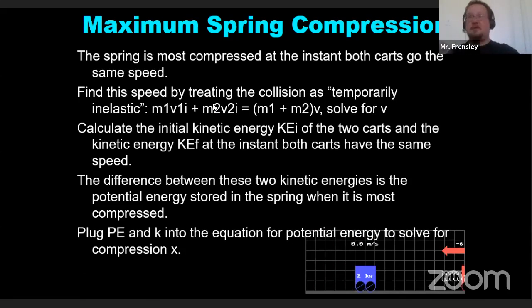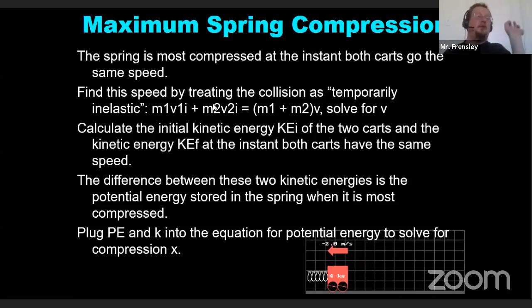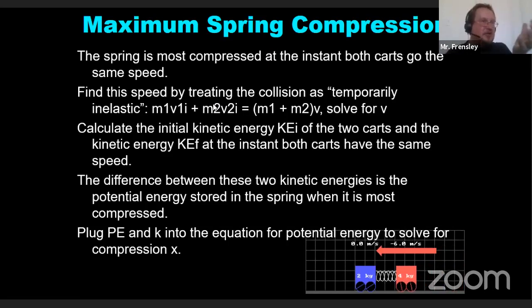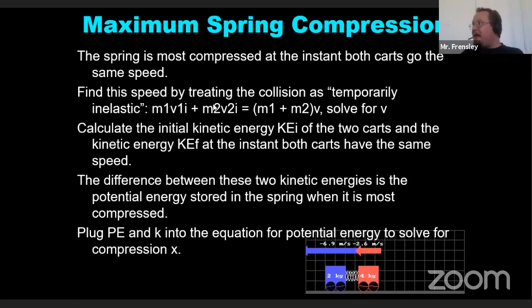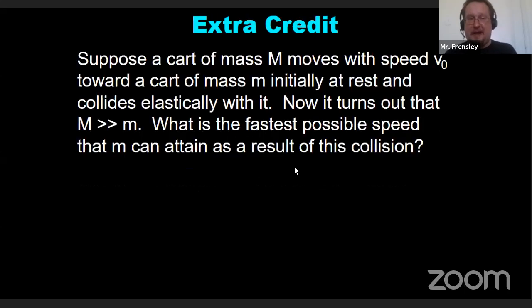So then I'm just going to plug that energy, that's the potential energy, into 1/2 kx² and solve for x. So once again, I find the speed when the two objects have the same speed as if they were temporarily making an inelastic collision. I get that kinetic energy at that moment, the initial kinetic energy of everybody, and they're different numbers. The difference is the potential energy stored in the spring. Set that potential energy equal to 1/2 kx² and solve for x. Yeah, it's harder to do with math, but it's not that difficult to explain now, is it?